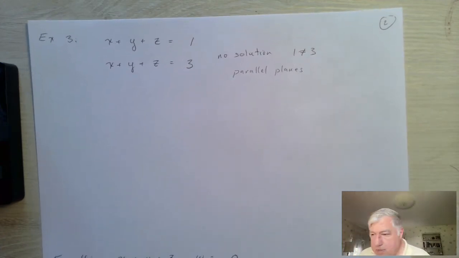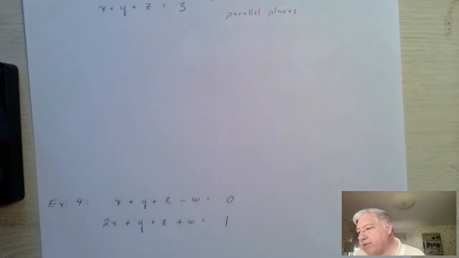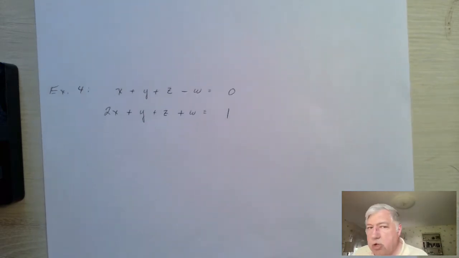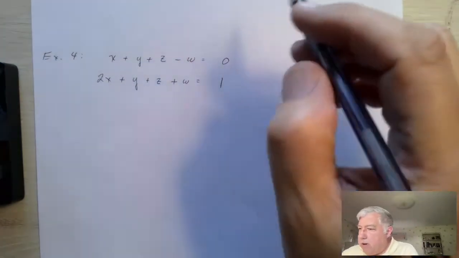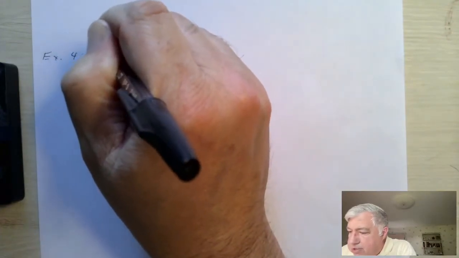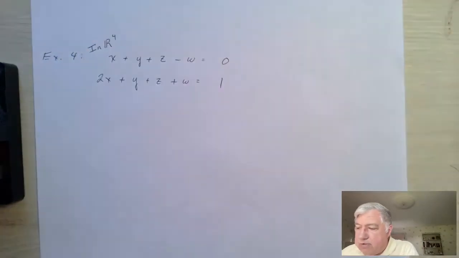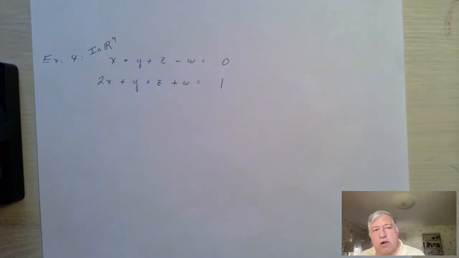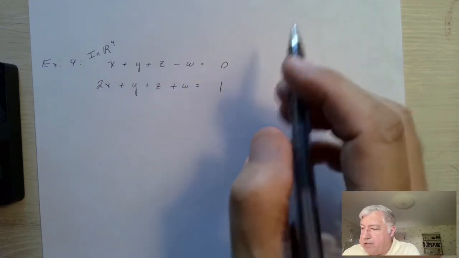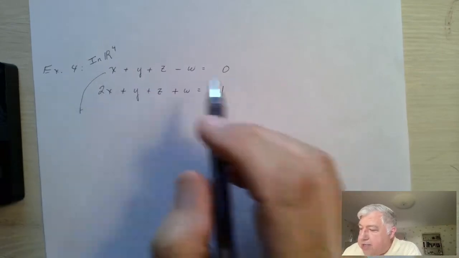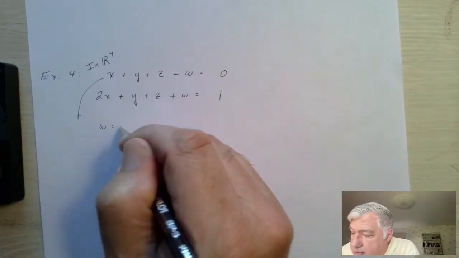Now, going on to 3 equations, let's add a variable and look at example 4. Now here we are considering these solutions as points in R4, or vectors in R4, where in this case our variables will be x, y, z, and w. And we can try to do the same thing as we did before. We can write w in terms of x, y, and z. In fact, we can take this equation and write w.